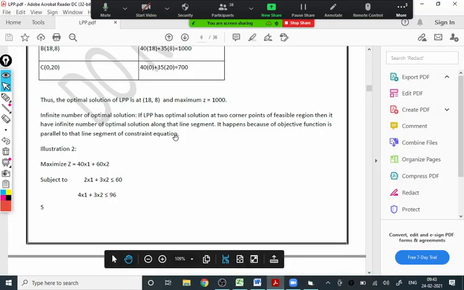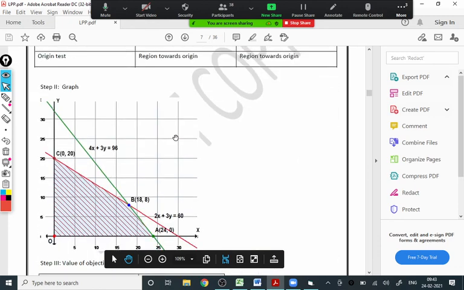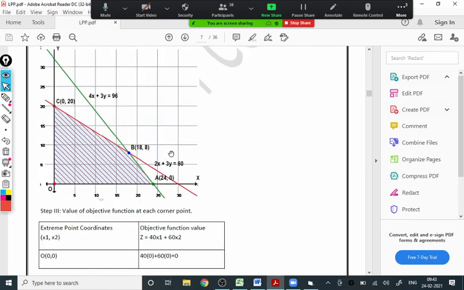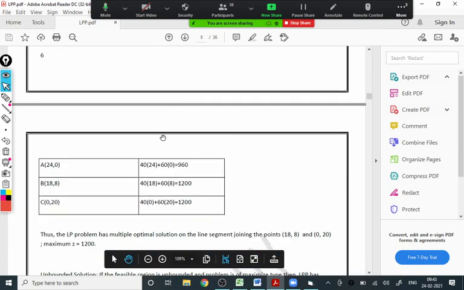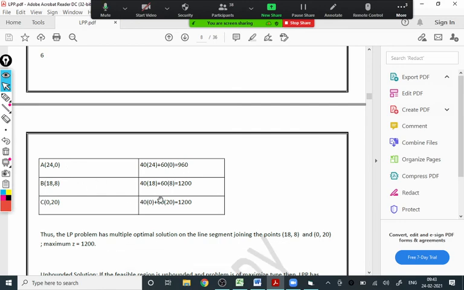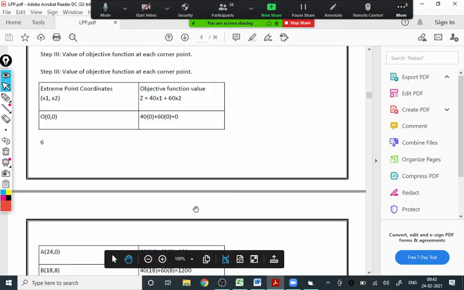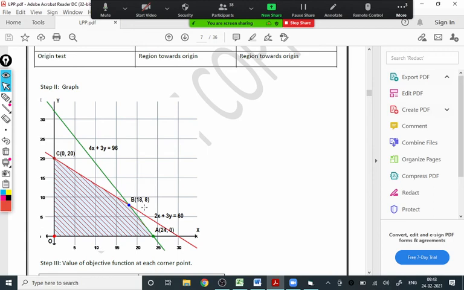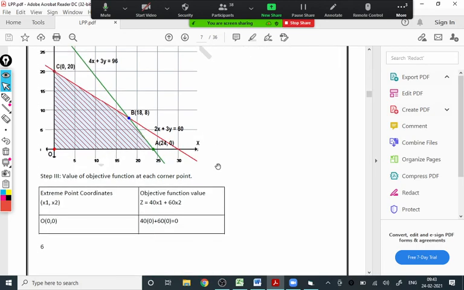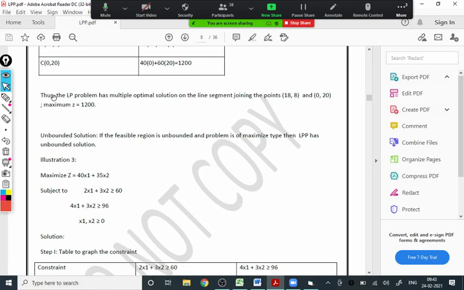Let me show you here the algebraic solution. So first thing, this graph you have to plot in the exam, and then calculate z, and you will observe the value of z is coming 0 at origin, 960 at point A, 1200 at point B and point C again 1200. So these are the points B and C. So at both the points you have the maximum value. So we can say thus Z has the maximum value on all the points of the line segment BC. So this LPP has multiple optimal solutions or infinite solutions on BC. Clear?